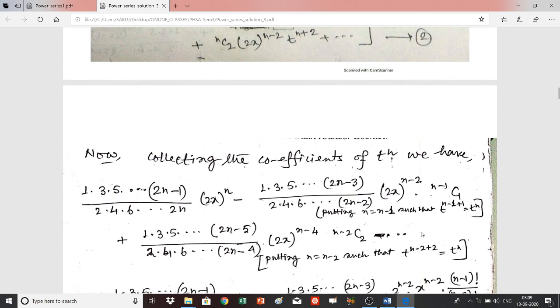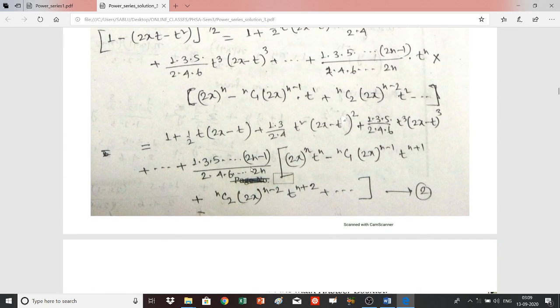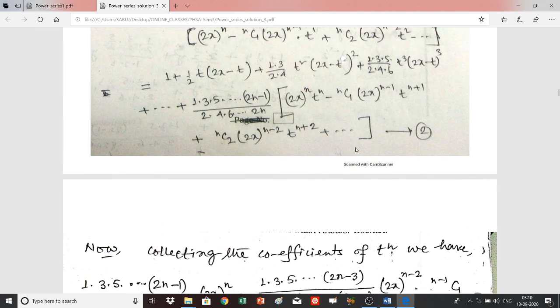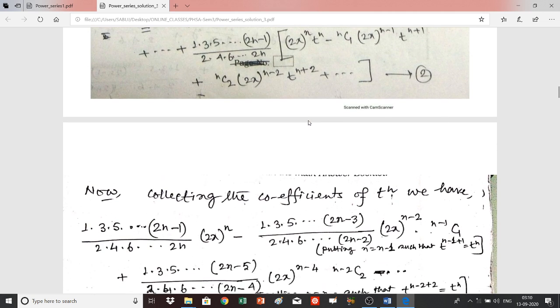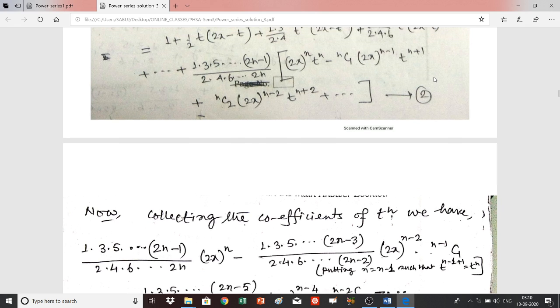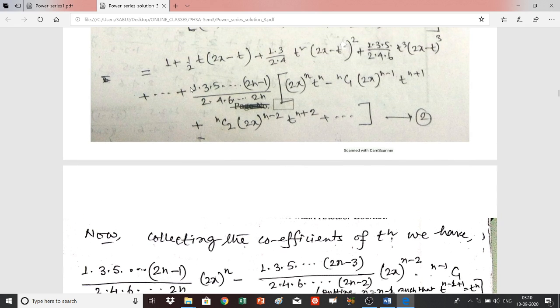So now collecting the coefficients of t to the power n. Now collecting the coefficients from the binomial expansion as we obtained, we are interested to collect the coefficients of t to the power n from equation number 2, and you see that only the last term contains t to the power n.